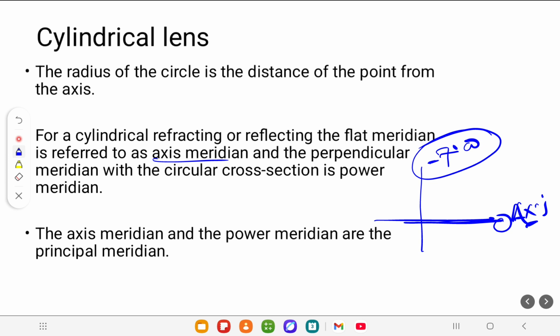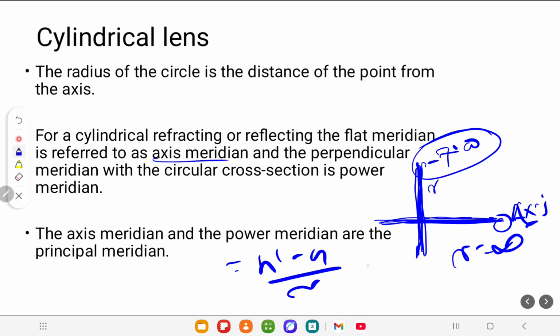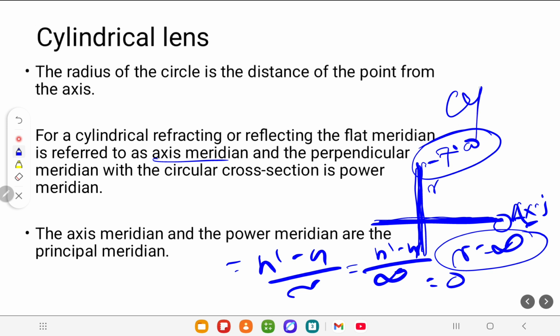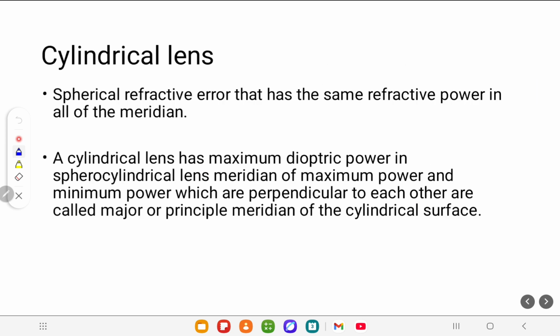It's really important to understand that in the power meridian the surface has curvature, which is r. In the axis meridian, r is always infinity, isn't it? Because see in this example, n dash minus n divided by r. If it is n dash minus n divided by infinity, that means 0. So the radius of curvature is infinity in the axis. This is so important to understand, in the case of a cylindrical lens, not in the case of a toroidal lens. Toroidal lenses are different things.